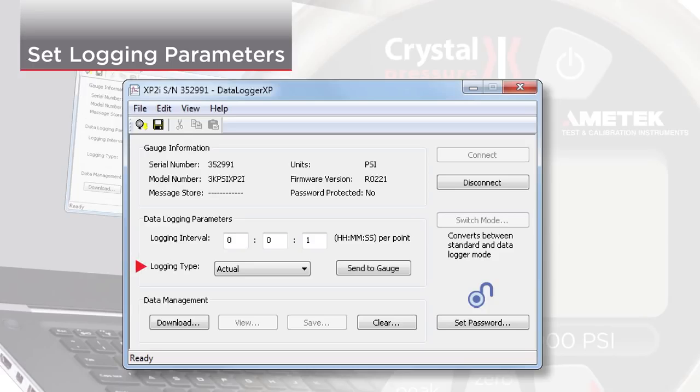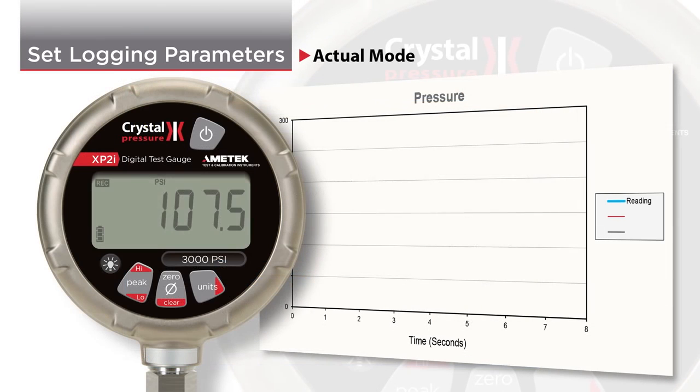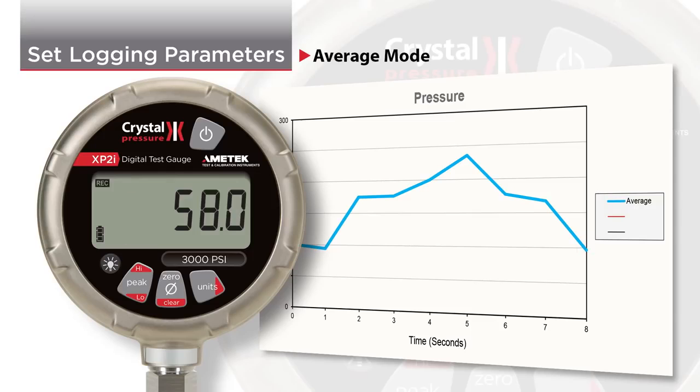Next, choose the logging type. Actual mode records the actual pressure being measured at every logging interval. Average mode works as follows. DataLoggerXP will record data at the logging interval you've selected. The XP2i updates at 4 readings per second, so average mode will record the average of all the readings taken between logging intervals.